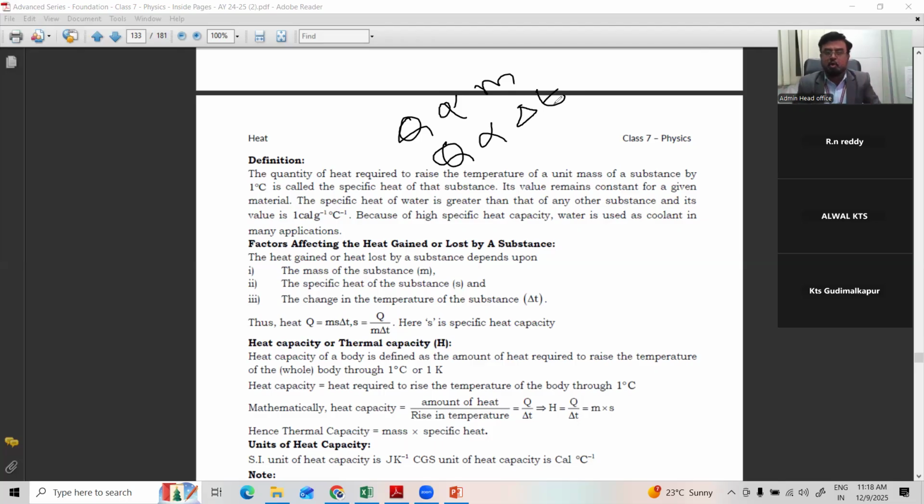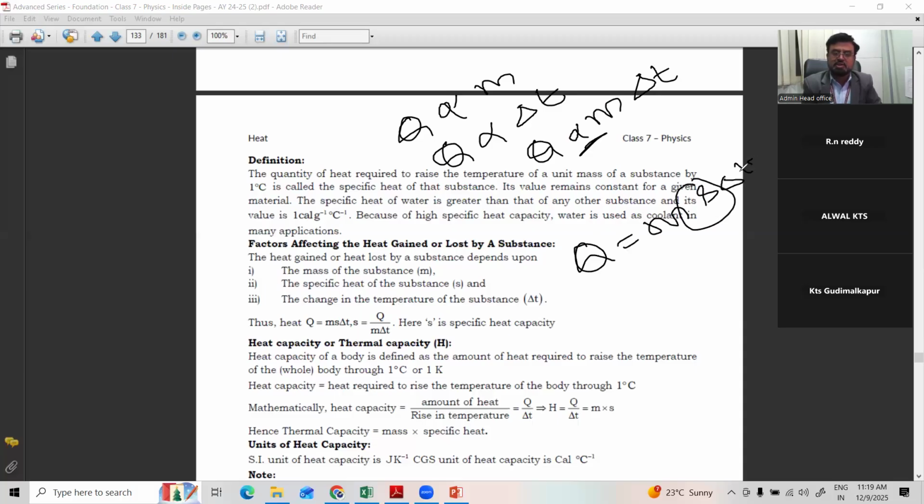The 100 ml of water may even boil. That is because more water means more mass, so less heat absorbed per unit. So the heat absorbed depends on mass. From this, we got one formula: Q is proportional to M delta T. To remove the proportional symbol, we write Q is equal to M S delta T.